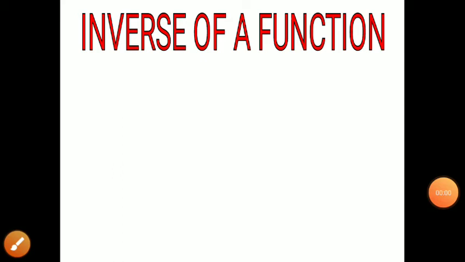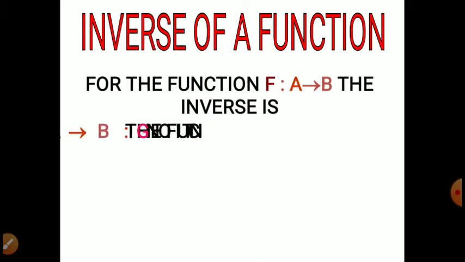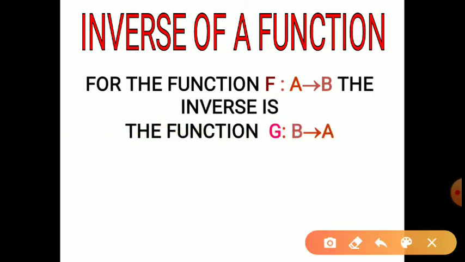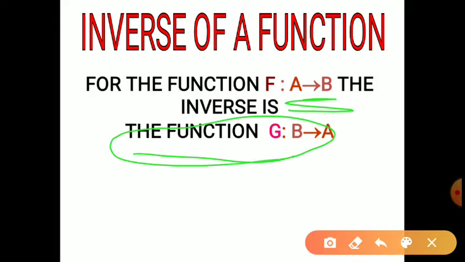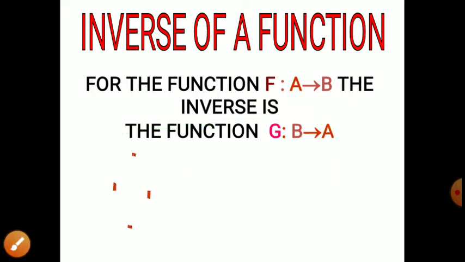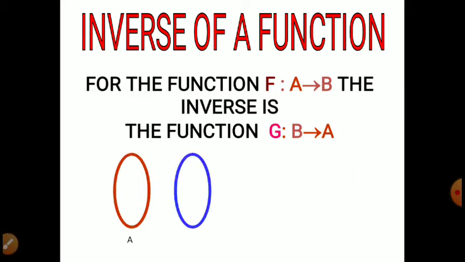Students, the next topic is inverse of a function. So let us understand the inverse for the function f from A to B. For the inverse to exist, the inverse of the function will be g from B to A. You have to remember that g is a function from B to A, but only if f is both one-one and onto, a bijection, will the inverse of the function exist. This is the main point you need to remember here.